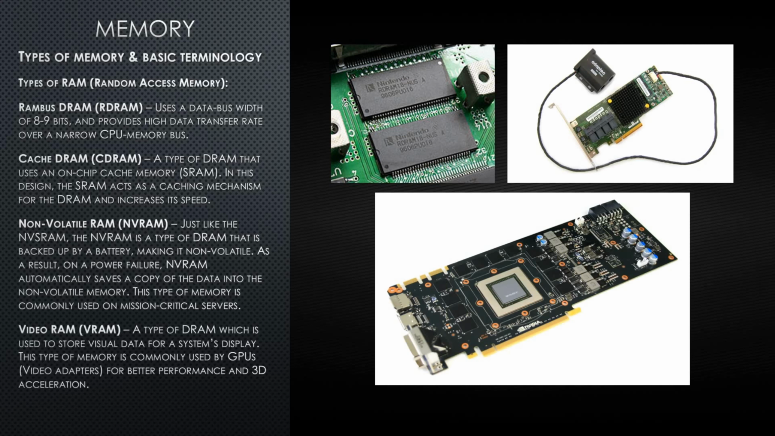And the last type we'll discuss today is the video RAM, or the VRAM. And this is a type of DRAM which is used to store visual data for the system's display. This type of memory is commonly used by GPUs or video adapters for better performance and 3D acceleration.